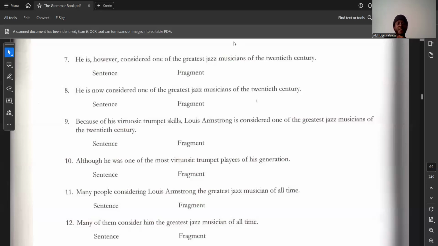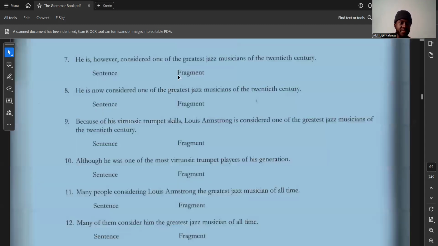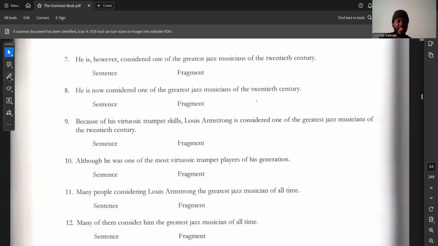Okay, so this is actually a sentence. Yes, I got two answers there. Why? Because again, we have this being sandwiched by a comma, right? However, we can actually take that out if we wanted to. And you see what happens: we can say, he is considered one of the greatest jazz musicians of the 20th century. Remember, it's kind of like what we saw earlier on. We don't really need to know who he is.